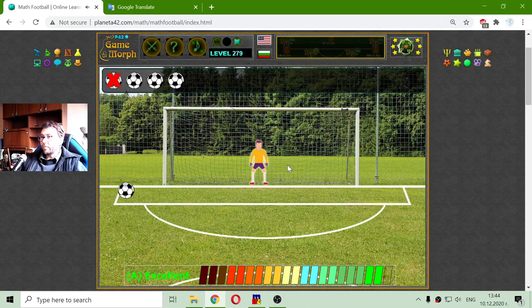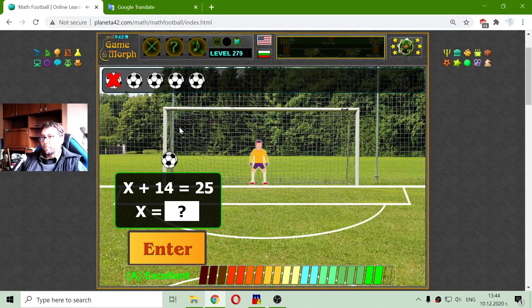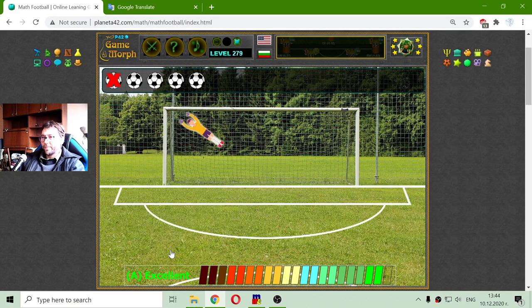Correct. The next ball is at the bottom left of the door. And that is how much plus 14 equals 25. Again, moving from the other side, 25 minus 14. That should be 11. Okay.